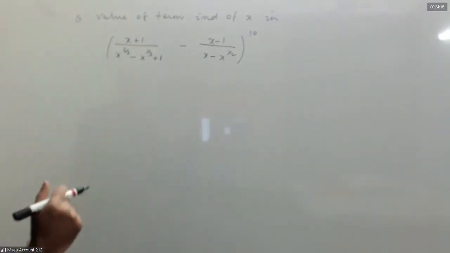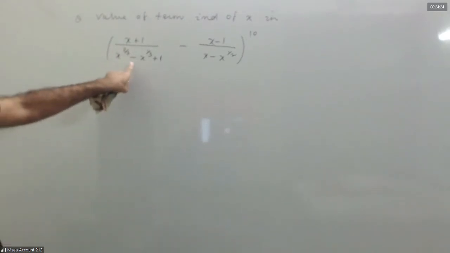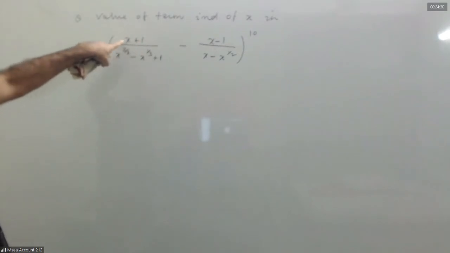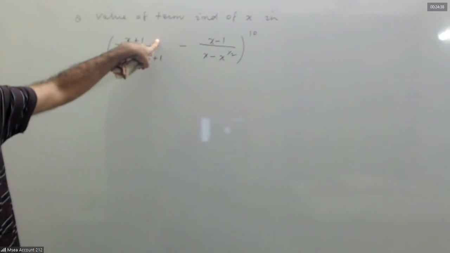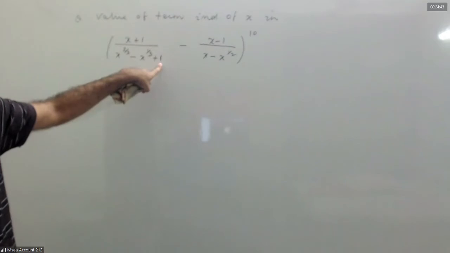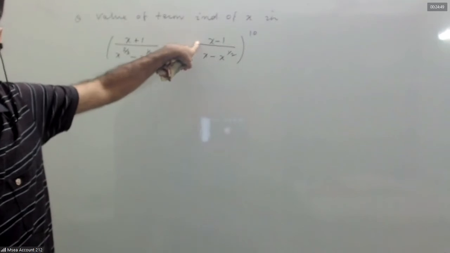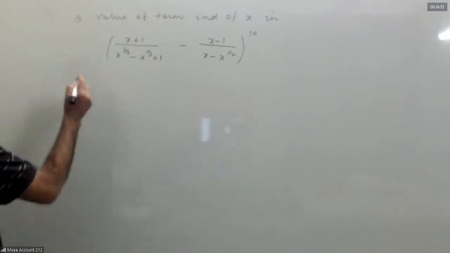Shall I start? Yes, sir. Just from here I get the hint. What is the formula for a cube plus b cube? If you take x to the power 1 by 3 whole cube plus 1 cube, this becomes a cube plus b cube, which is a plus b into a square minus ab plus b square. This term will get cancelled. Here x square minus a square, root x whole square minus 1 square. One term will get cancelled.